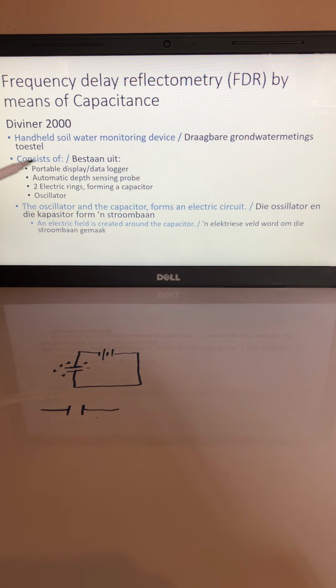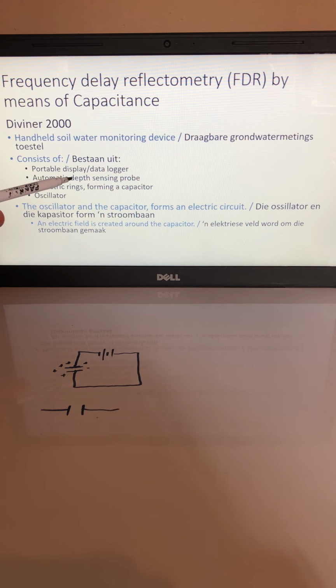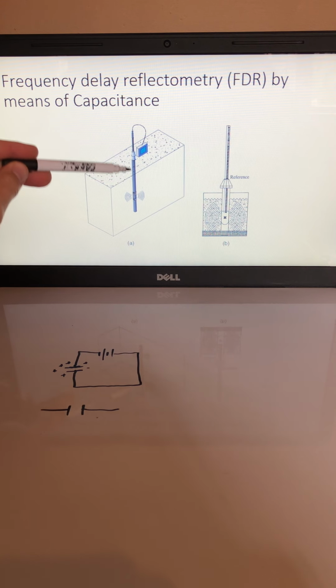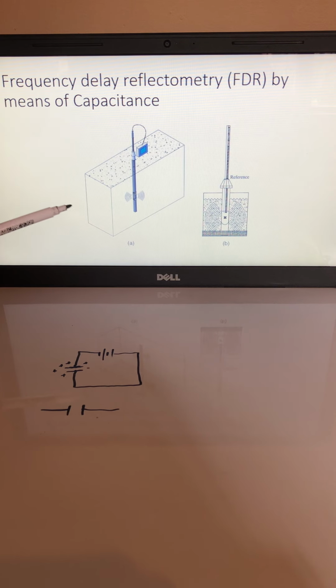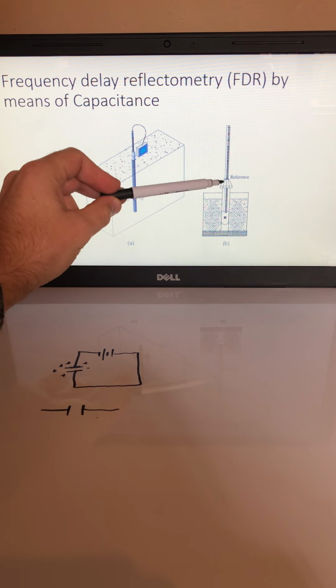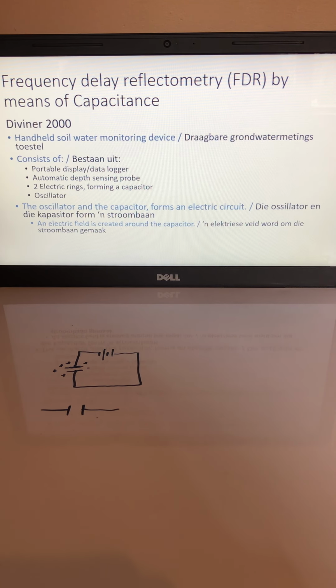You've got your portable display and data logger over there. You've got an automatic depth sensing probe, which is this probe, and then you've got two electric rings forming a capacitor. So there you've got your capacitor and an oscillator. What an oscillator is in this case, it acts as a battery, but it is used to send an electronic signal. Sometimes it sends waves, electronic waves.